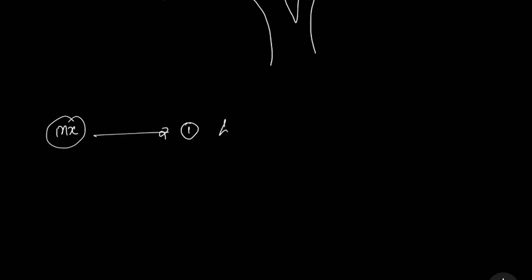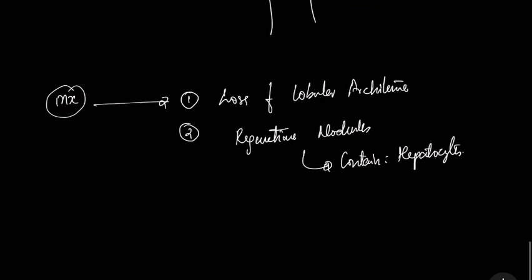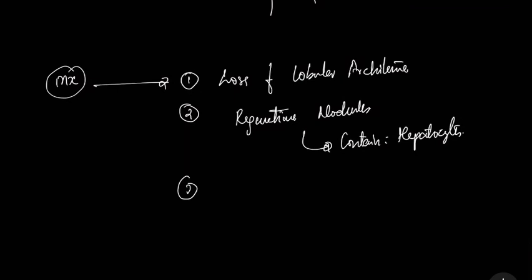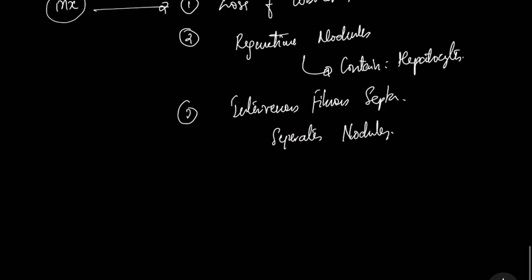The first thing you see is that there is your loss of lobular architecture. All right. Second, you see the regenerative nodules. All right, and these regenerative nodules contain the hepatocytes. All right. Thirdly, what we see is the intervenous fibrous septa separating the nodules. So the intervenous fibrous septa, all right, that separates these nodules. All right, so those are the microscopic features.